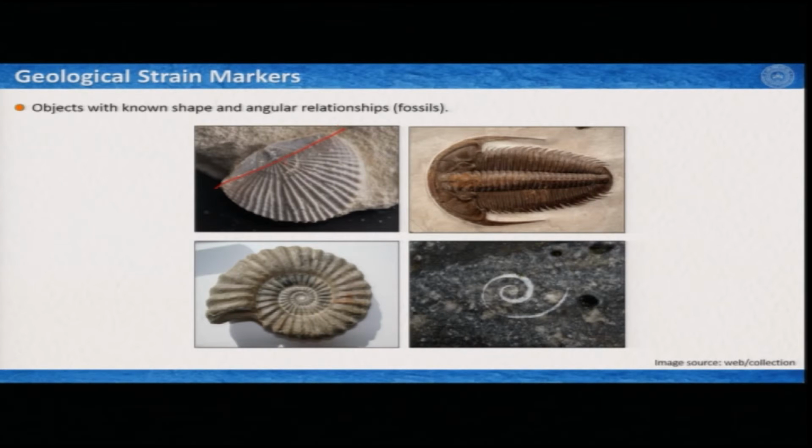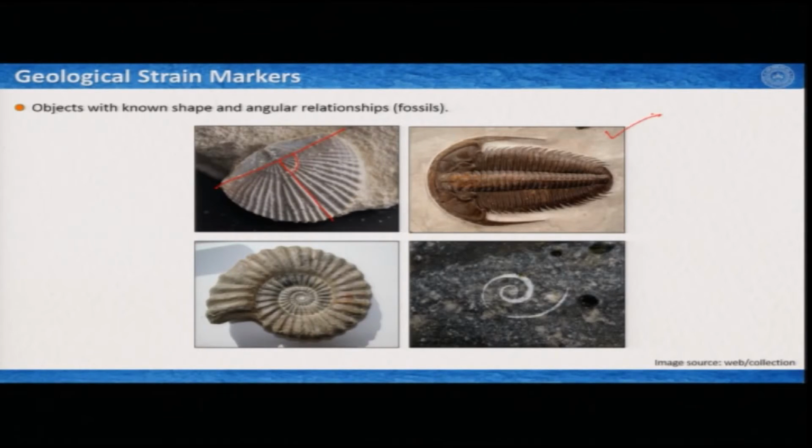So this line and this line, if you consider, this is 90 degrees if it is undeformed. So if it is deformed, and you see that these angular relationships are not maintained in some of the exposures, then your rock is deformed, and using this you can analyze the strain.